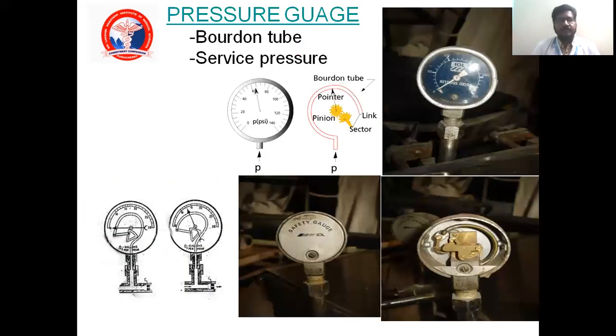This is a Bourdon's pressure gauge. Bourdon's pressure gauge is a bent tube. It is a flexible tube which is bent in a circular shape, and as you can see here, this is a Bourdon's pressure gauge of nitrous oxide, and this is the Bourdon's pressure gauge. As you can see the posterior aspect of the Bourdon's pressure gauge.